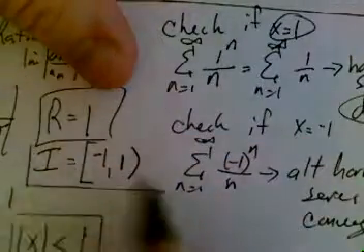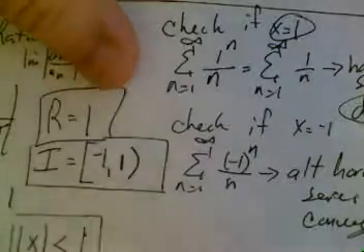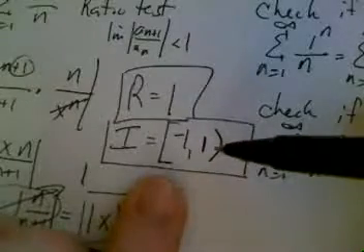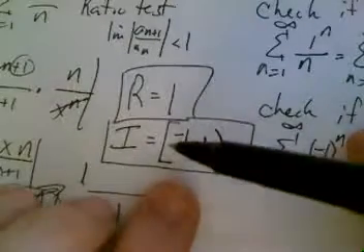So my interval of convergence is actually negative 1 to 1, including the negative 1 value. So the function that this power series is supposed to approximate is only accurate between negative 1 and 1. And it's accurate at negative 1, and it's not accurate at 1.